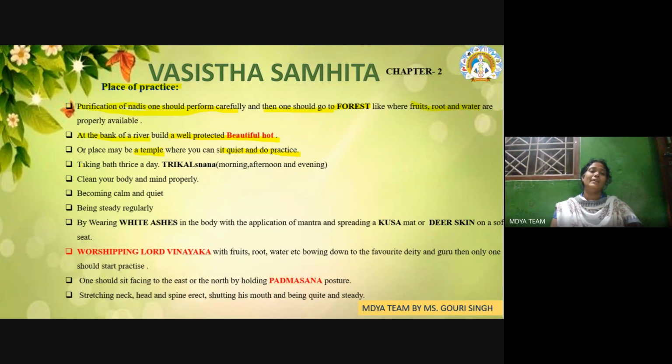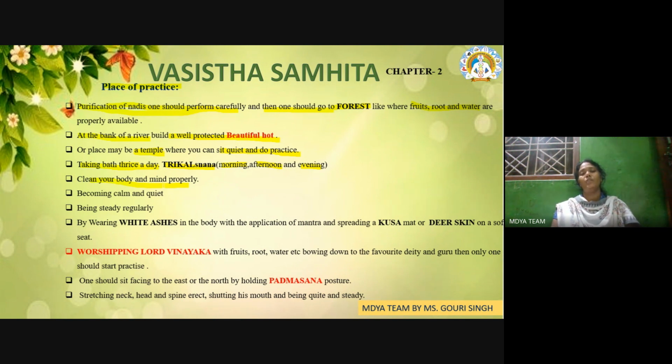Then he says to take a bath thrice a day. How many times do you need to bathe in a day? Thrice. The word used here is trikala snana. Trikala snana means you have to bathe three times: in the morning, afternoon, and evening. Three times you need to bathe and clean your body and mind properly. By bathing, you have to clean your body as well as your mind.